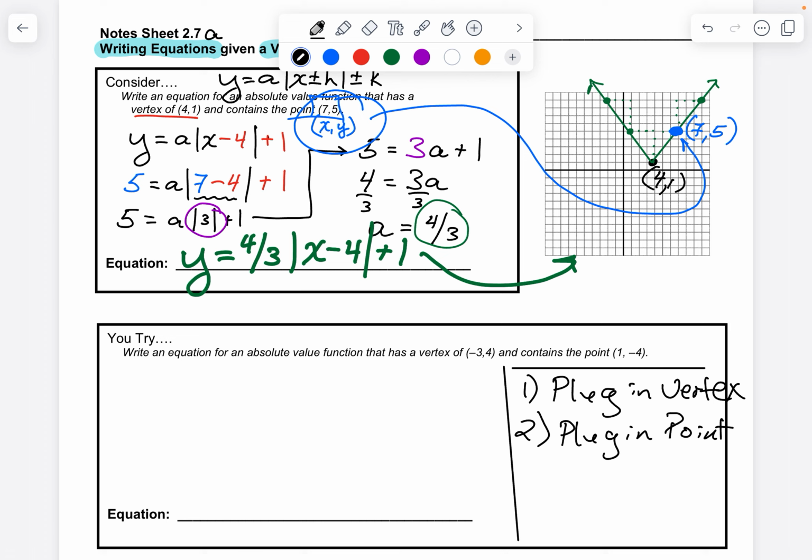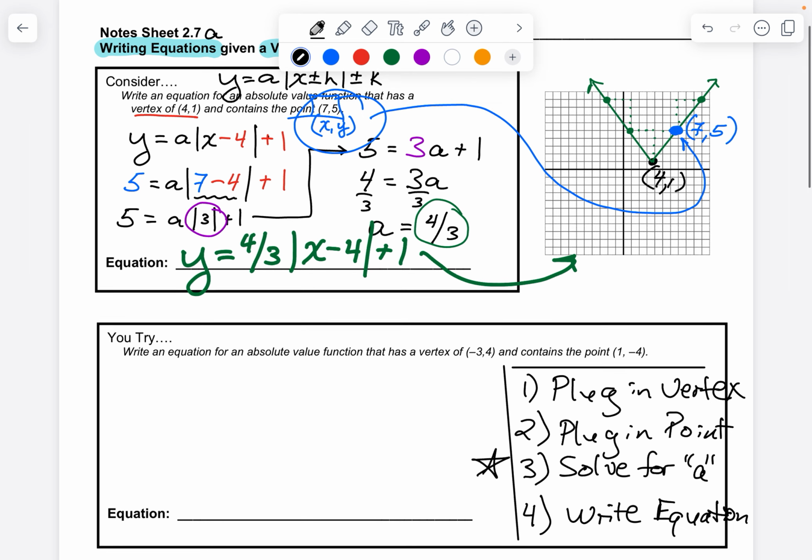So we want to be careful that the vertex goes in for h and k, and then the point goes in for x and y. Now perhaps the key thing here, the main thing, was so that we could solve for a. That's really what you're trying to do. You're trying to find the a value so that you can write the equation. So probably not a bad idea to record those 4 steps. That way you have them when you're ready to try.